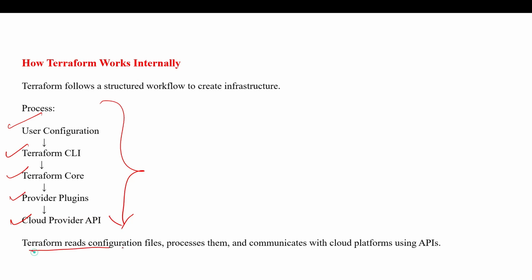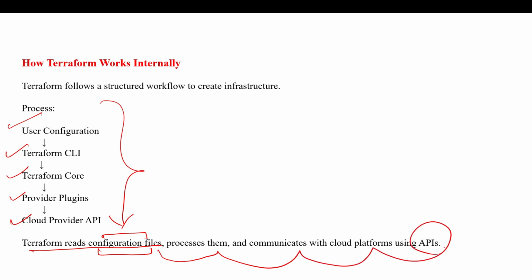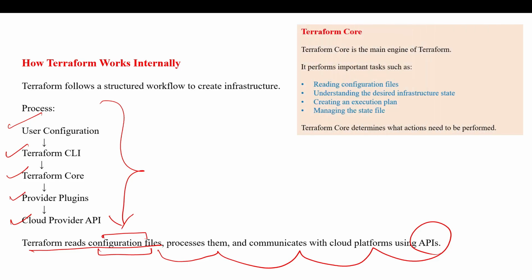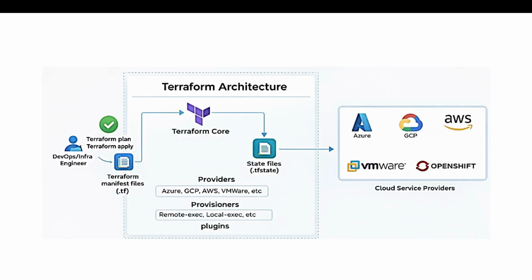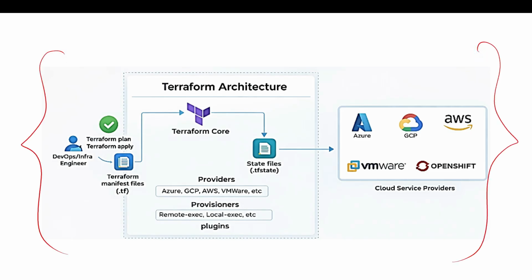So Terraform reads the configuration files. We create all these configuration files based on the resources that we want to configure. Then Terraform processes them and communicates with the cloud service platforms with the help of APIs and then actually executes the request. Right. So now this architecture will be very clear to you.